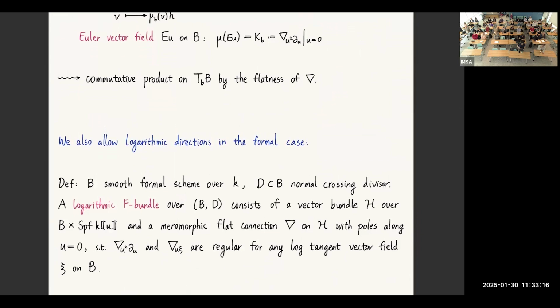We can also consider logarithmic directions in the formal case. In the non-archimedean case too, but nobody really studied logarithmic geometry in the non-archimedean setting. In the formal case, we can consider the logarithmic directions. So we also can have some divisor there, and we consider a logarithmic F bundle, with the same definition, except you replace tangent vector by log tangent vector. Even for A-model F bundles, the log directions are necessary when we consider these curve classes, these Q directions; they are logarithmic directions.